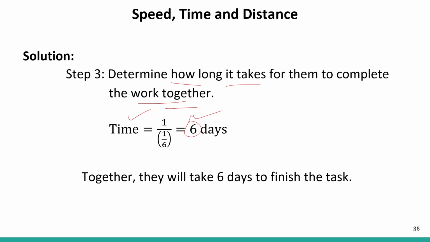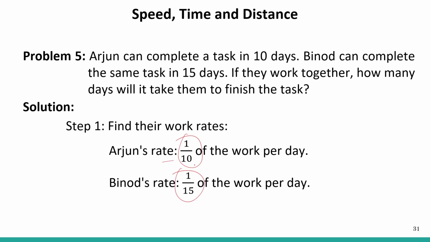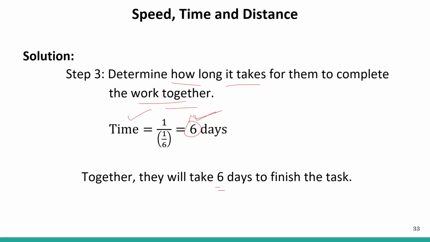So if they work together, then they will take 6 days to finish that task. But individually it will take 10 days for Arjun and 15 days for Binod. Combinedly they can finish the work in 6 days only. Okay. So 6 is the correct answer here.